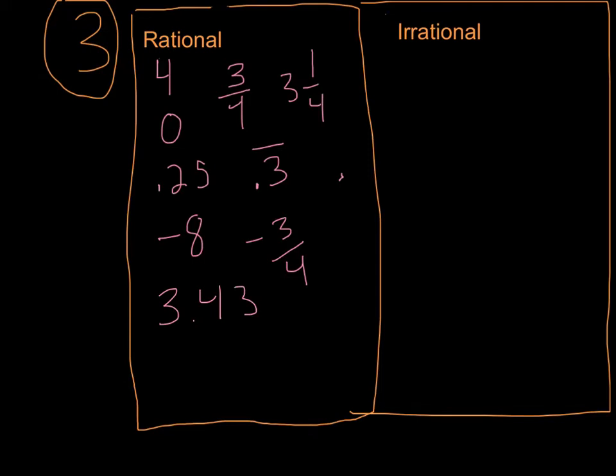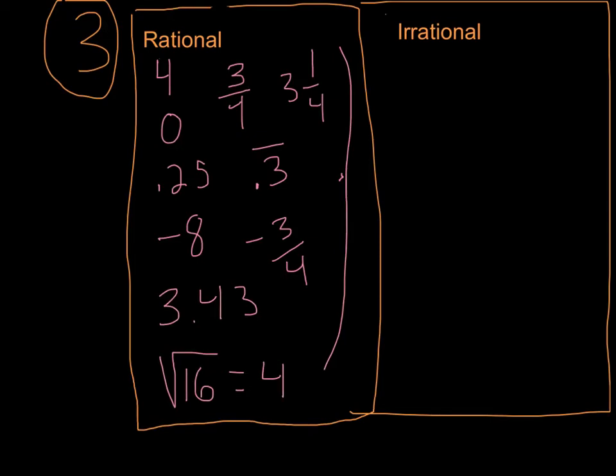Now, this is an important one, so pay attention. If you take the square root of a perfect square, the square root of 16 is really 4. And since 4 is a whole number, that is rational. So these are all rational numbers in this box. Make sure you copy those down in the rational box and try to come up with a couple of your own if you can. If you need to pause it, go ahead and make sure you do that.